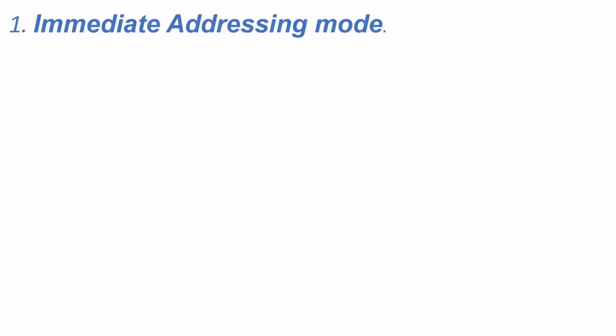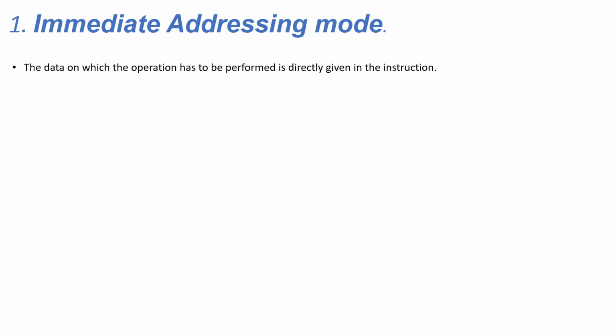Now, first, immediate addressing mode. In this, the data on which the operation has to be performed is directly given in the instruction. See the example, MOV R1, #05H. In immediate addressing, the hash represents the immediate data. Now, #05H is the immediate data which is transferred directly into R1. That means in immediate addressing mode, data is given directly in the instruction, so the operation can be performed immediately. That's why it's called immediate addressing mode.